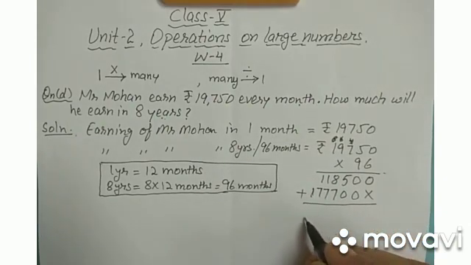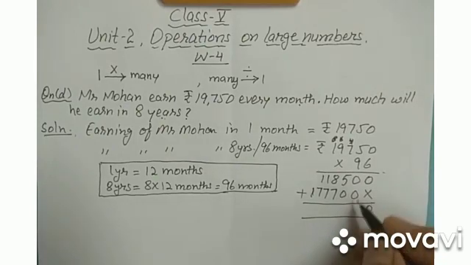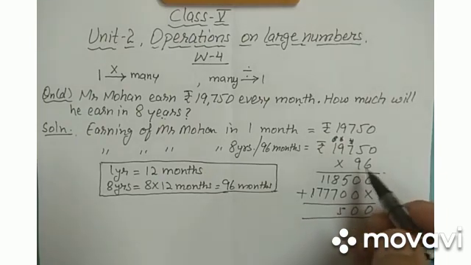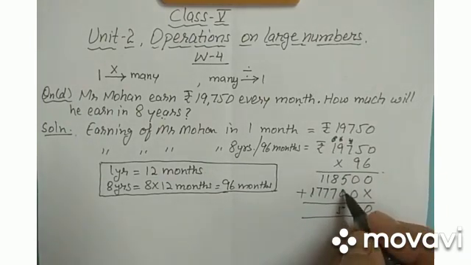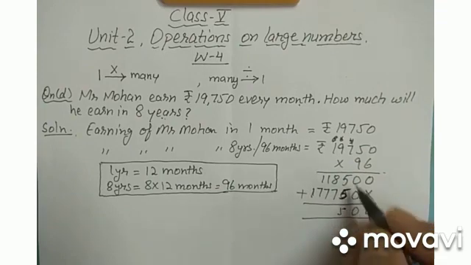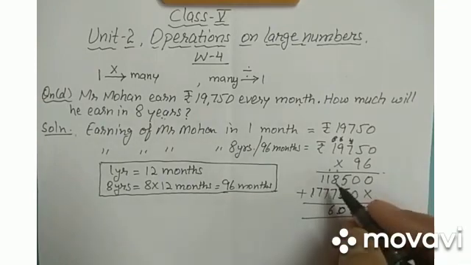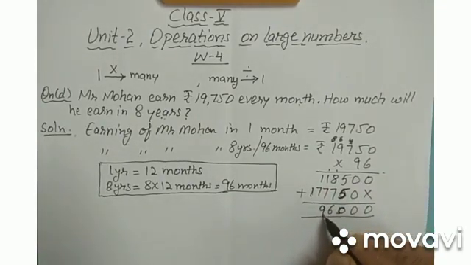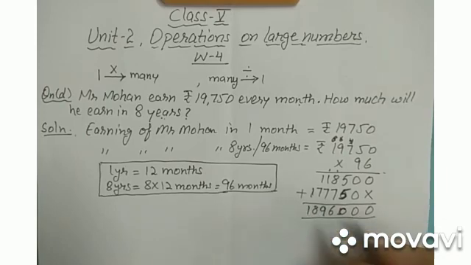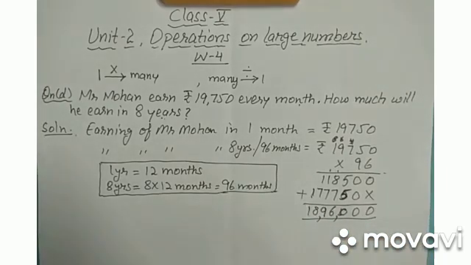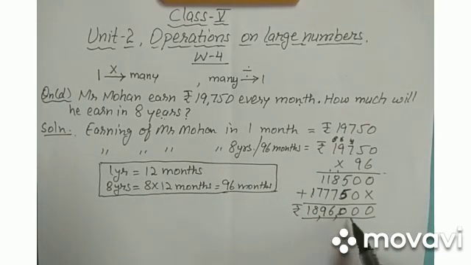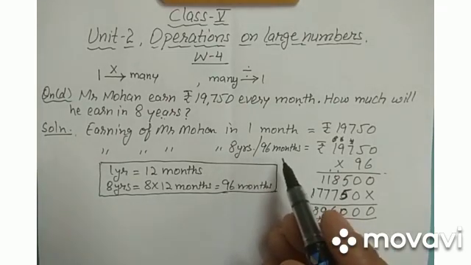Now we have to add. 0, 0 plus 0 is again 0, 5 plus 0 is 5, here 9 fives are 45, it's 5. So 5 plus 5 is 10. Now 7 plus 8 is 15, plus 1 is 16. 7 plus 1, 8 plus 1 is 9. 7 plus 1 is 8 and 1. So Mr. Mohan earns rupees 18,96,000 in 8 years.